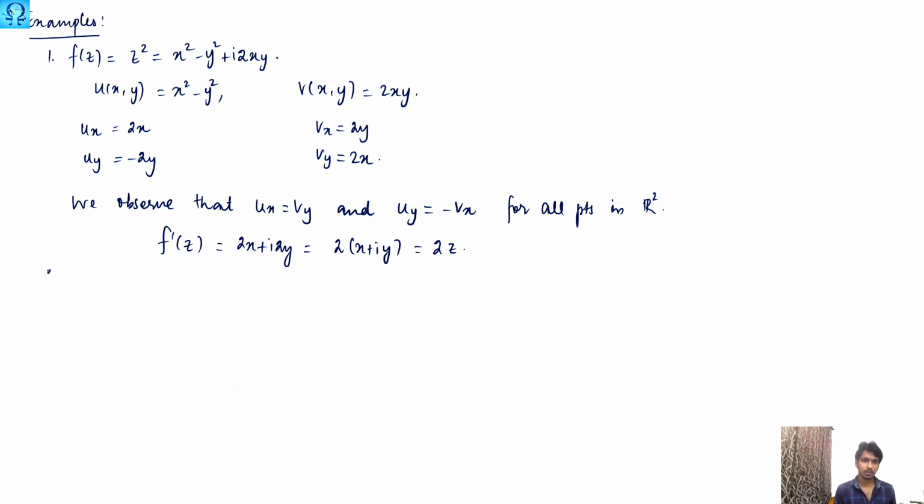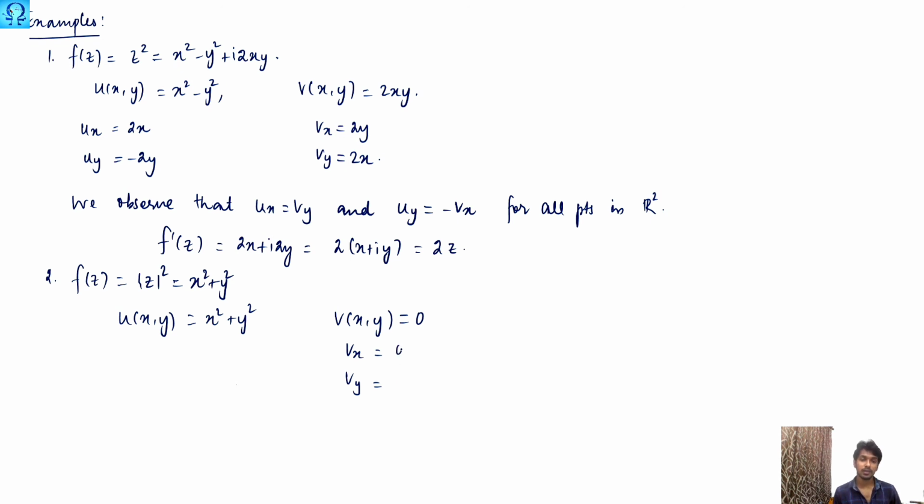Next, we are about to see another example. f of z is the absolute value of z squared. This can also be written as x squared plus y squared. Therefore, our function u is x squared plus y squared and the function v is simply 0. So the partial derivatives of v with respect to x and y are 0, ux is 2x, and uy is 2y.